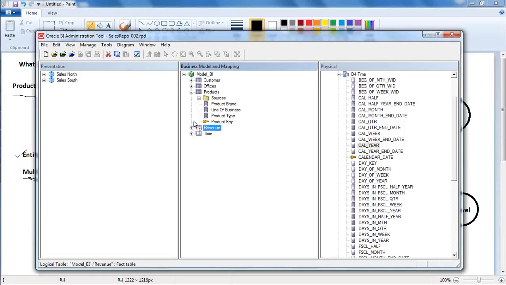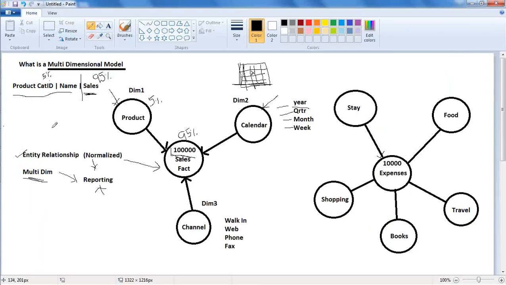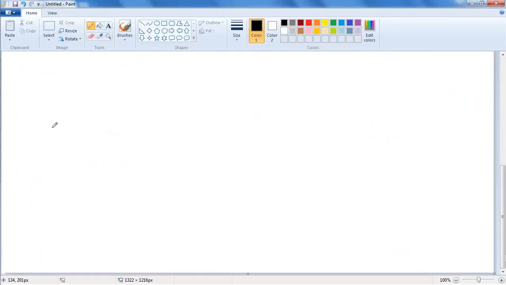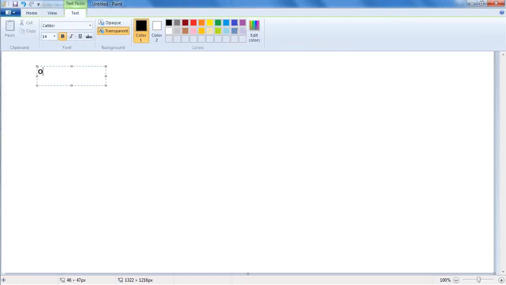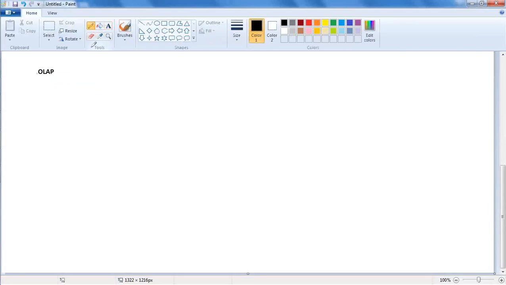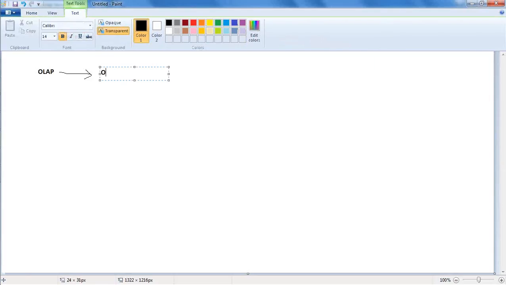Now, what exactly will my multidimensional model give you? What exactly will it help you with? So, see, in an OLAP scenario, so what is OLAP then? Now, there is another concept that we are talking about, which is OLAP. So, what is this OLAP all about? Why do we really need OLAP? See, OLAP is another concept, online analytical process, I believe.